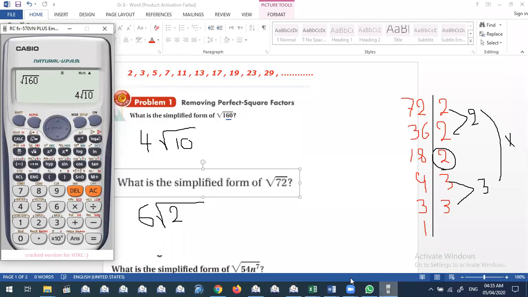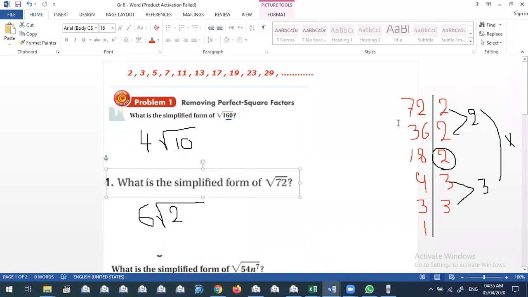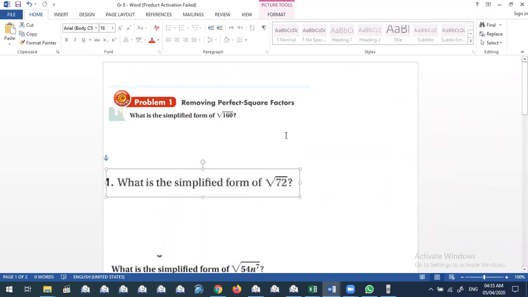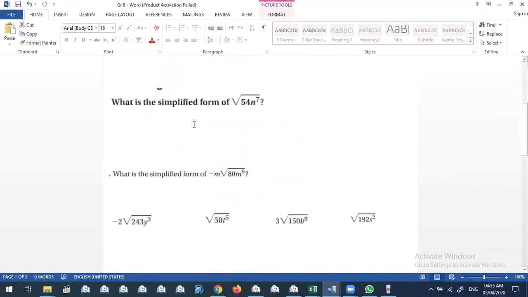You can use your calculator like that. Square root 72 equals 6 square root 2. It's right. And no problem if you used your calculator, I don't need these steps. The next one, if you have a letter, here we cannot use the calculator at all. We are going to use the calculator in some parts, and in the other parts we cannot use it.